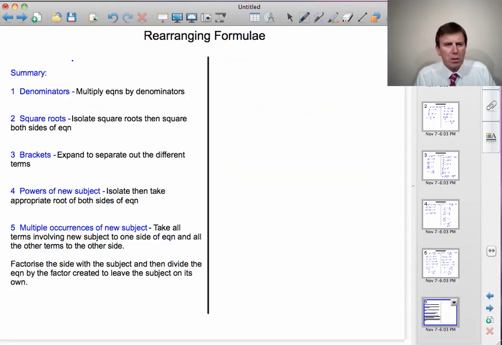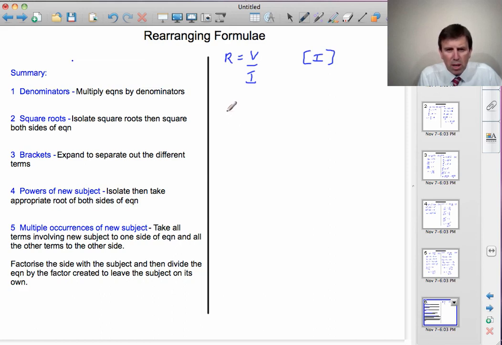Right, we'll now use another 5 examples to illustrate the techniques we've been using. First of all, how to deal with denominators. Let's suppose I've got the formula R equals V over I, and I wish to make I the subject. Well, we may well end up with denominators in our answer, but if they're in the original equation, we usually have to get rid of them to make any progress.